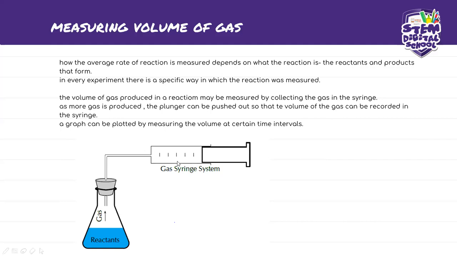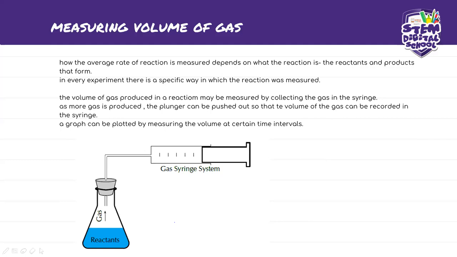So the more gas is produced, the plunger can be pushed out so that the volume of gas can be recorded in the syringe. This is the plunger, okay? So the plunger starts from here. While the gas moves into this tube, the plunger gets pushed back up until the end of the amount of gas that has been collected here in the syringe, okay?